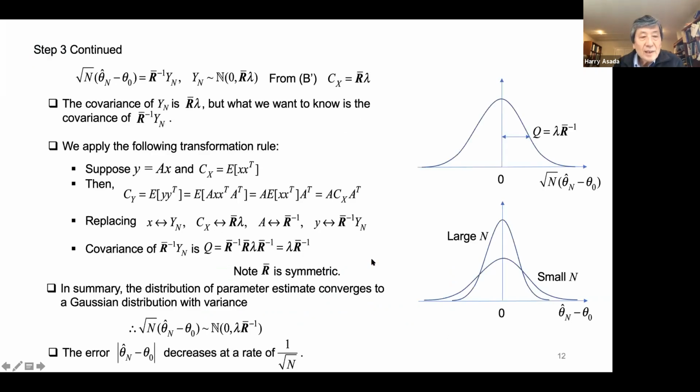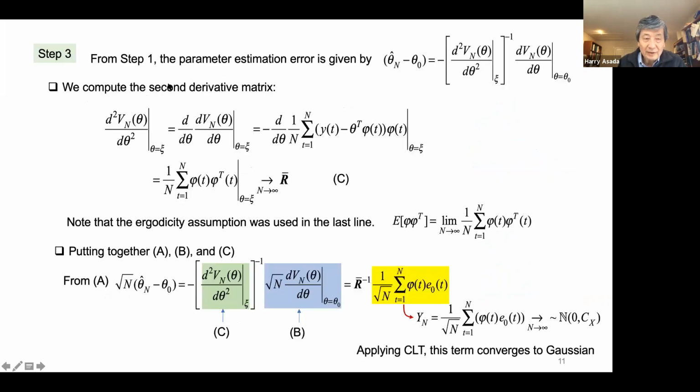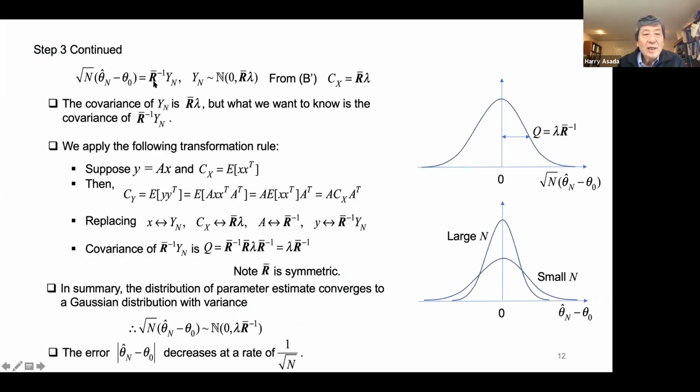So the end result is that we wrote square root of n theta n hat minus theta naught is given by R inverse times that actually new variables, random variables yn. I'm just talking about this, right? This is replaced by yn. And yn follows this rule, converges to that. So I just wrote that way. So R inverse and yn. And this yn converges to normal distribution with the covariance R bar lambda.